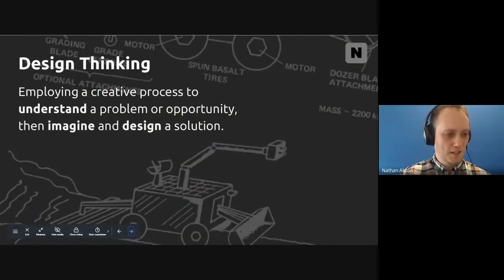All right, design thinking. Really, design thinking is broader in scope in a way than computational thinking. It's an overarching methodology or approach towards almost any problem or opportunity. We've defined it here as employing a creative process to understand a problem or opportunity and then to imagine and design a solution. And as we noted before, it's also a big part of the other technologies area, which is design and tech, which includes your food and your wood and all of that stuff.